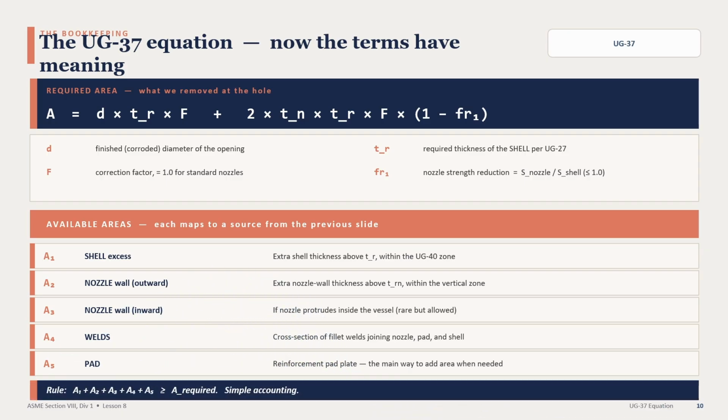And here is the rule. A1 plus A2 plus A3 plus A4 plus A5 greater than or equal to A required. Total available area has to be at least the required area. Simple accounting. If you can make that inequality true, your nozzle is adequately reinforced per UG-37. If you can't, you need more metal somewhere.